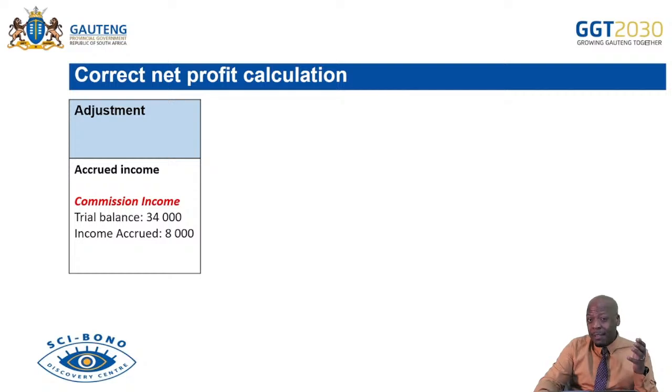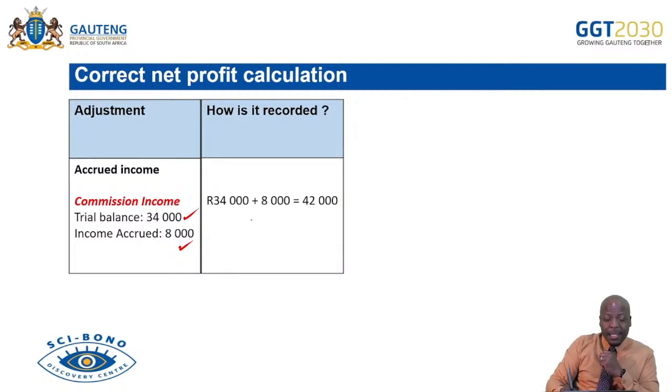Remember, we had income received in advance. This is accrued income. This is when we're supposed to receive income. However, we have not yet received that income. So in the trial balance, we have 34,000, and the accrued income is 8,000. All right. How it is supposed to be recorded. This is the correct way in which we record accrued income. We have our amount in the trial balance, then we add the accrued income. We add it so that we end up with 42,000.